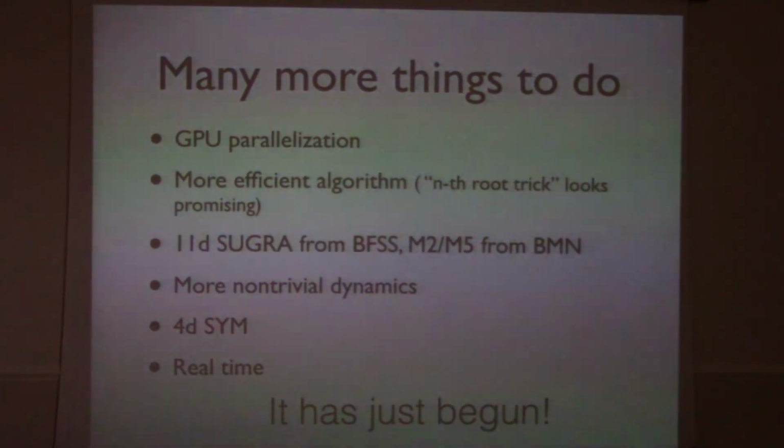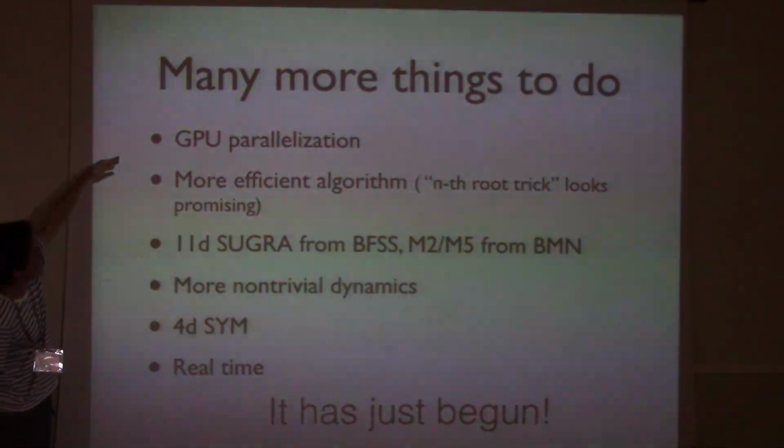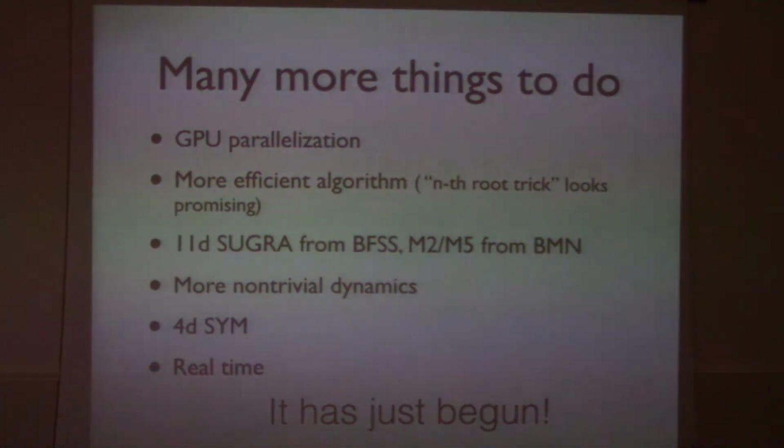And 11-dimensional supergravity should be described by the BFSS matrix model. And according to Masanori, Shiki, Jabari, and Fan Ramsdong, M2 brane or M5 brane should be described by the BMN matrix model. And also, it should be possible to see more non-trivial dynamics by studying more interesting quantities. And all of these things are about matrix models.